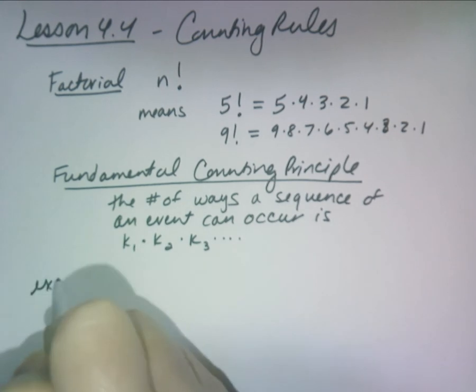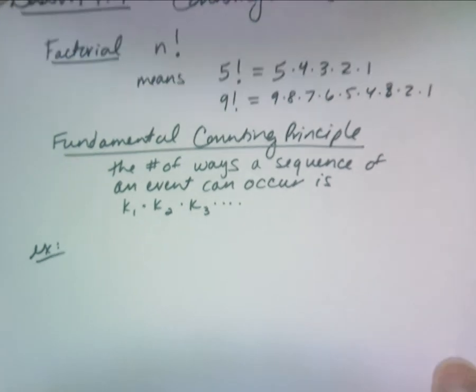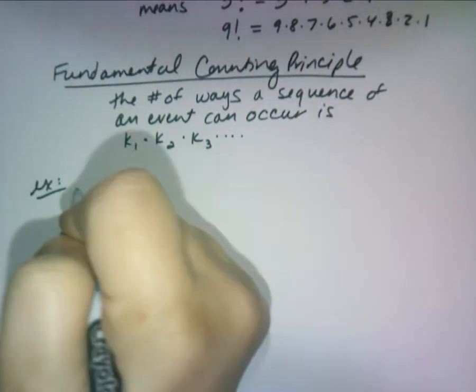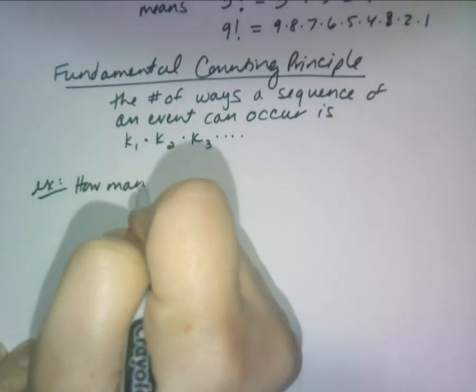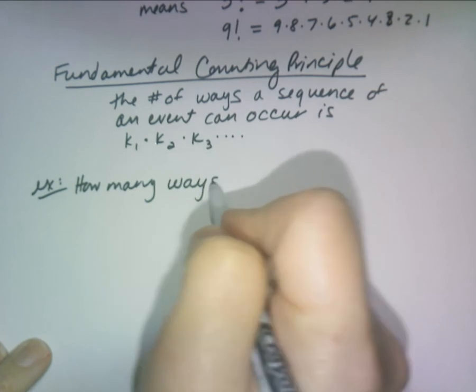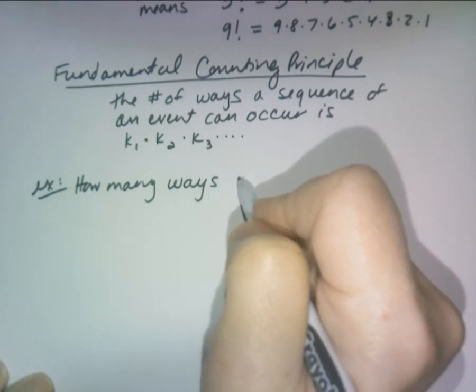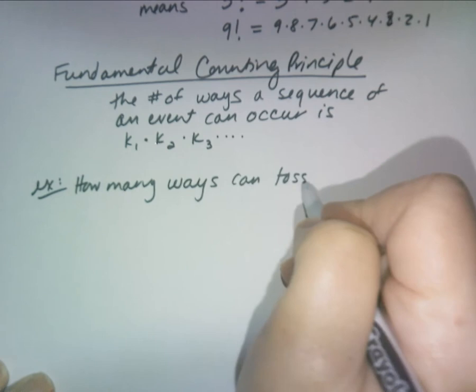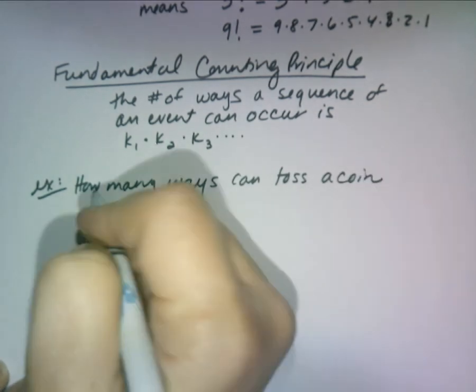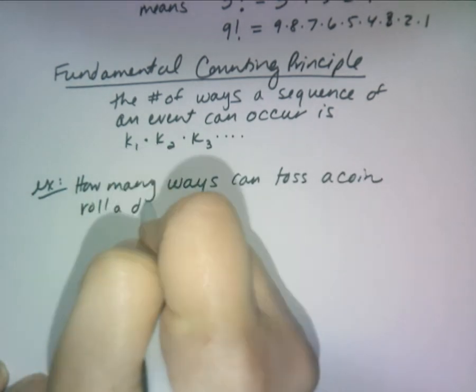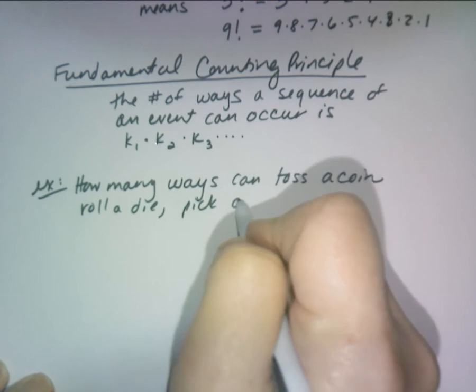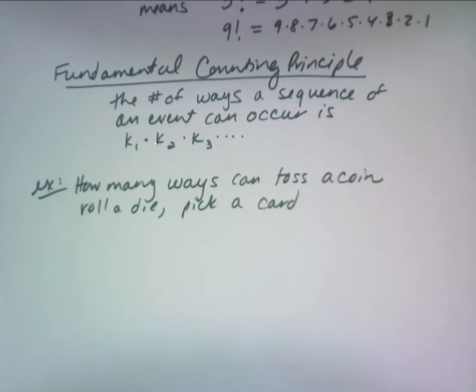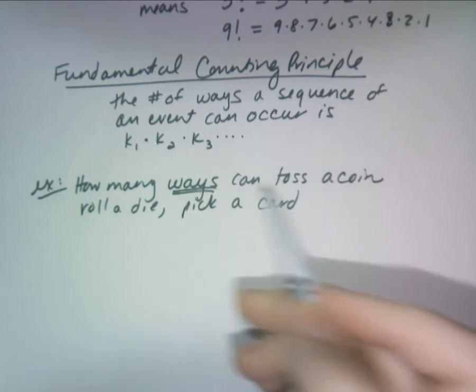So just to give you an example of what the fundamental counting principle is like, how many ways, not probability, can you toss a coin, roll a die, and pick a card from a deck? Notice I'm not saying toss heads, roll a 5 on a dice, pick a queen, because then that would change the probability. This is just ways, okay?